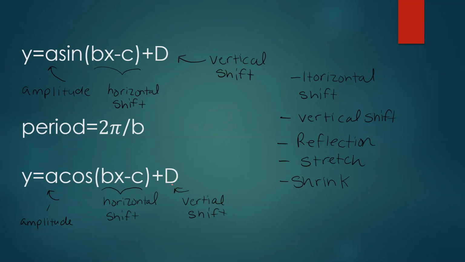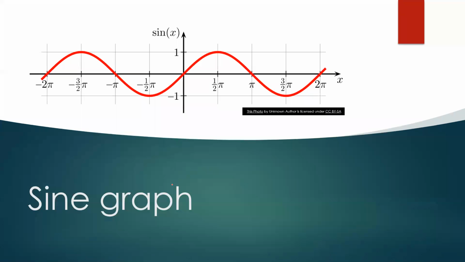So before we graph it, let's actually look at a typical sine graph. When you graph sine graphs, it's good to know what a regular sine graph looks like. So this is a typical sine graph. There's no vertical shift and no horizontal shift. It's just a plain old sine graph.